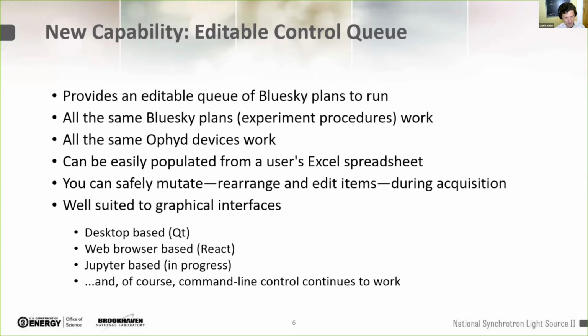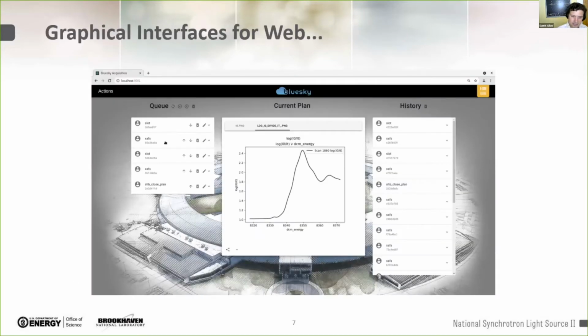So we built a desktop-based and a web-based interface to that. We're working on a Jupyter-based one. But of course, command line control still works, and you'll see that as well. Here's a glance at the graphical interface for the web. On the left, you see the queue. On the right, you see the history of scans that have been done. And then in the middle, a plot from a scan in progress.